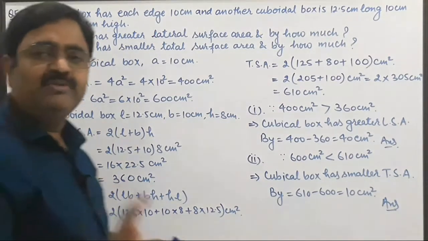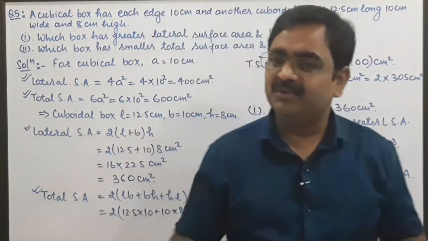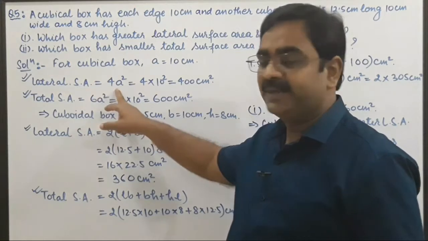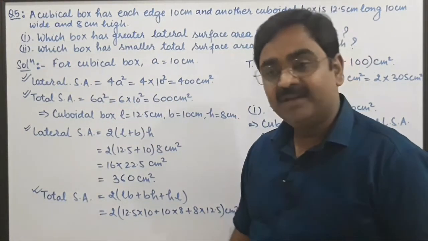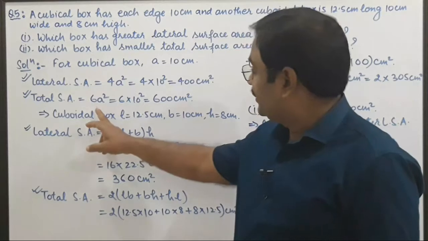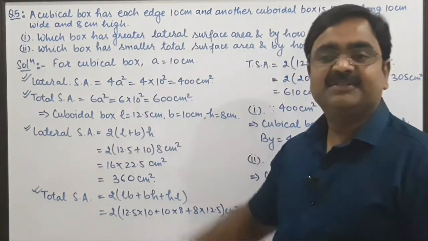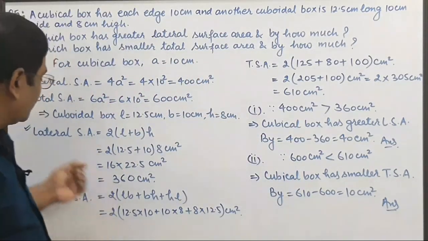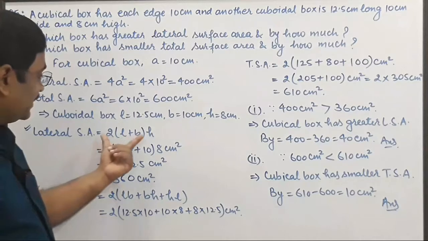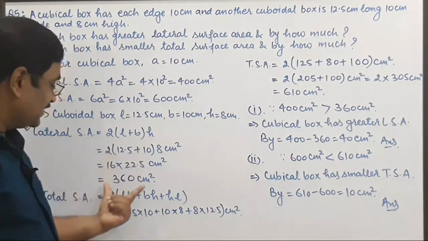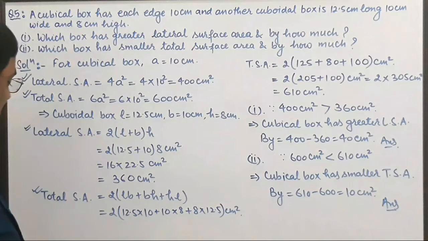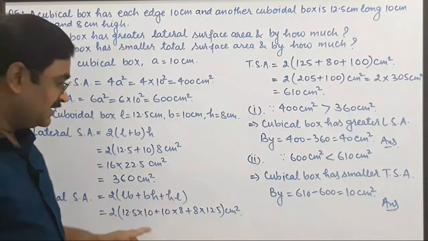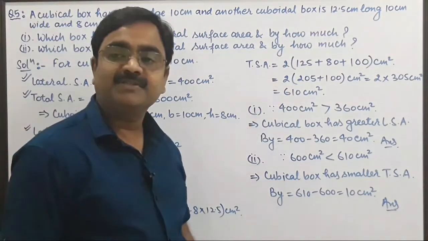तो हमने क्या किया, दोनों ही बॉक्स का lateral surface area और total surface area find कर लिया. Lateral surface area of cubical box is 4a square, so we got 400 centimeter square. Total surface area of cubical box is 6a square, that is 600 centimeter square. Similarly, for the cuboidal box, the lateral surface area by the formula 2 into (L plus B) into H is 360 centimeter square, and total surface area by the formula 2 into (LB plus BH plus HL) is 610 centimeter square.